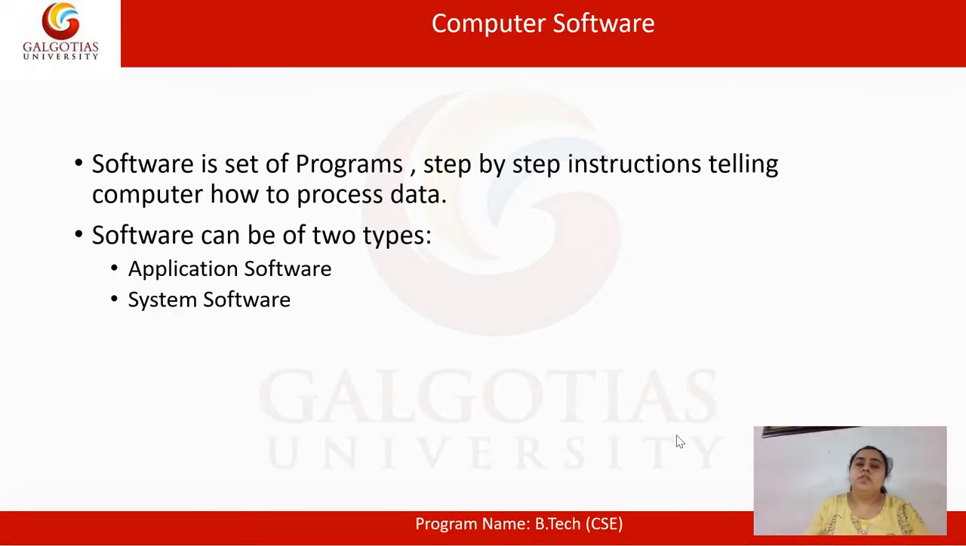So let's start with what software is. A software is a set of programs. We can say it is a step-by-step instruction that tells the computer how to process data. We already know that a computer is a machine that takes input as data, processes it and gives us an output. So software is the one that basically helps us in doing this processing, right? Our software can be divided into two types: application software and system software.